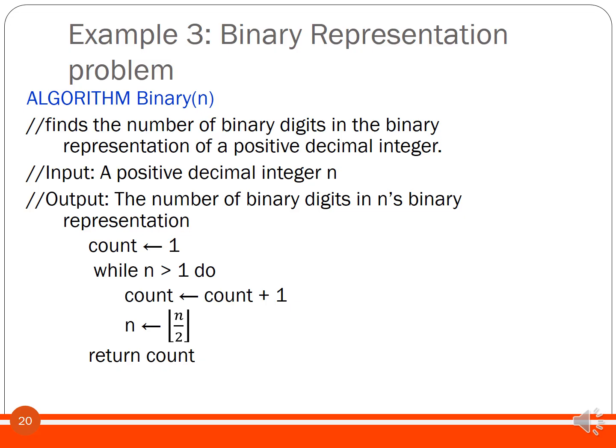So, binary representation. This algorithm calculates the number of bits required to represent a positive decimal number in binary. The variable count starts at 1. During each iteration, the number is divided by 2 until it becomes 1. Finally, the algorithm returns the total number of binary digits.